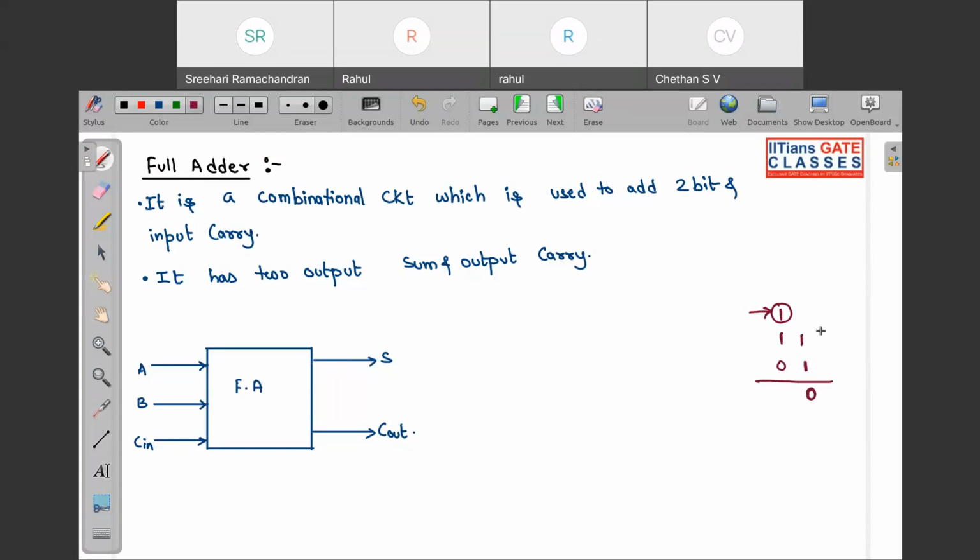In a full adder, basically what we do, we have two numbers along with the input carry. We have the input carry over here. So basically a full adder is a combinational circuit which is used to add two 1-bit numbers and an input carry. So this is known as your full adder. So in a full adder, what will be the sum and what will be the carry?